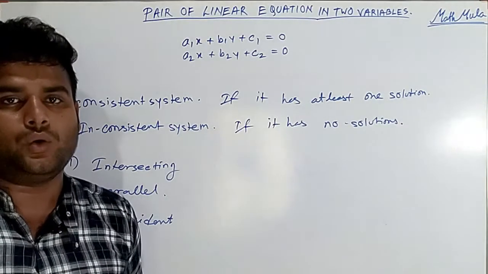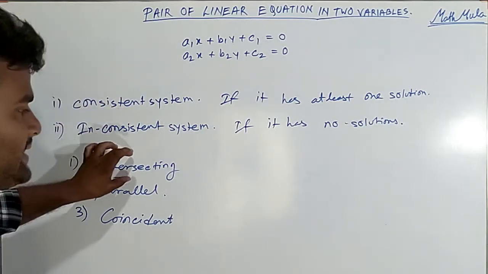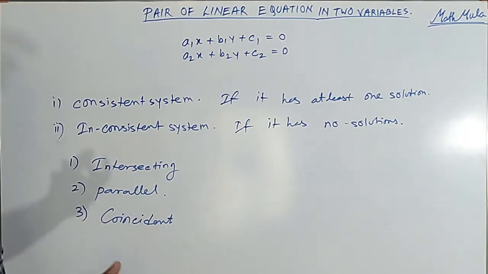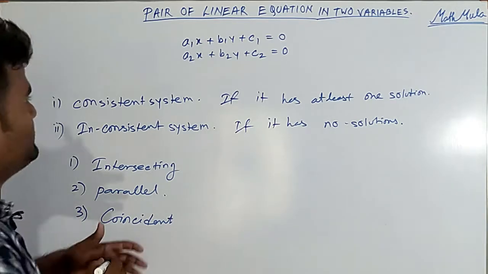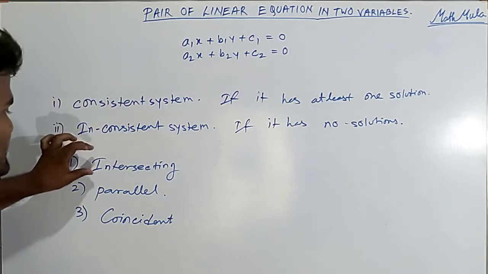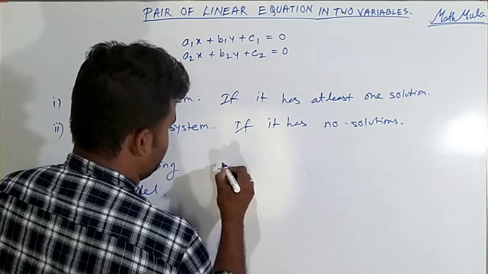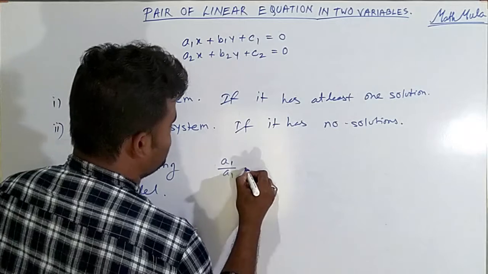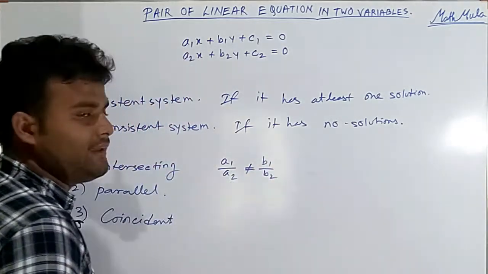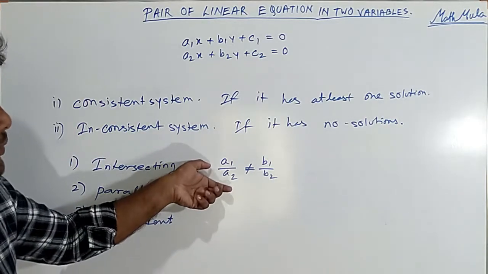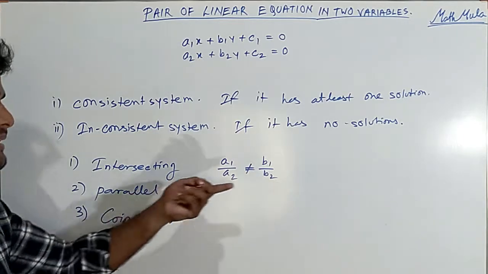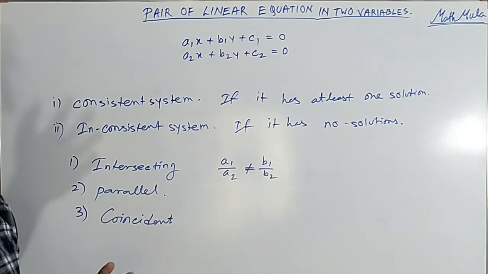Now how can we know whether two lines are intersecting each other, parallel to each other, or coincident to each other? Now what is the condition? The condition is that the two linear equations or two lines intersect each other if the ratio of the coefficients of x is not equal to the ratio of the coefficients of y. If the ratio of the coefficients of x is not equal to the ratio of the coefficients of y, then the lines intersect each other.